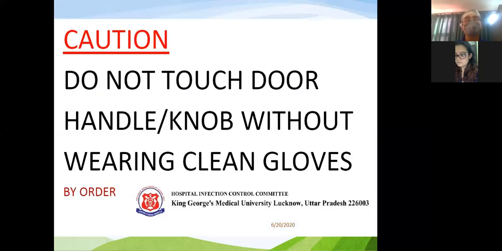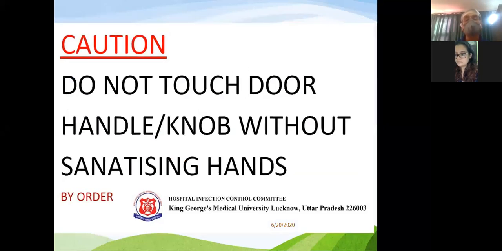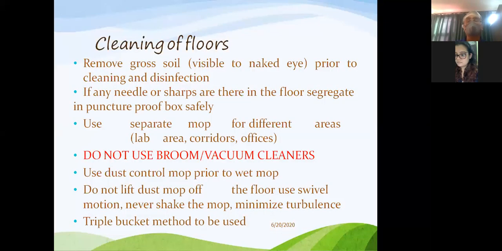If you are supposed to open a door through a handle or knob, it is better to wear gloves. If gloves are not there, then you should not open it directly without sanitizing. First of all, sanitize the handle, sanitize your hand, then only open it. For floor cleaning, it is recommended that we no longer use a broom, because a broom raises dust. It is a wet mop now, because all aerosol spread should be avoided.